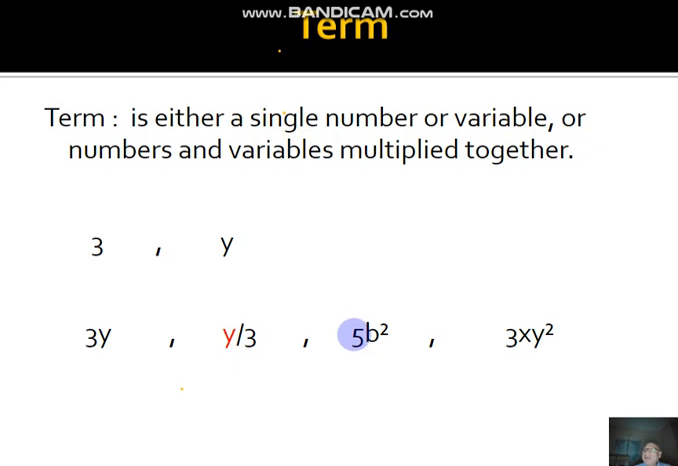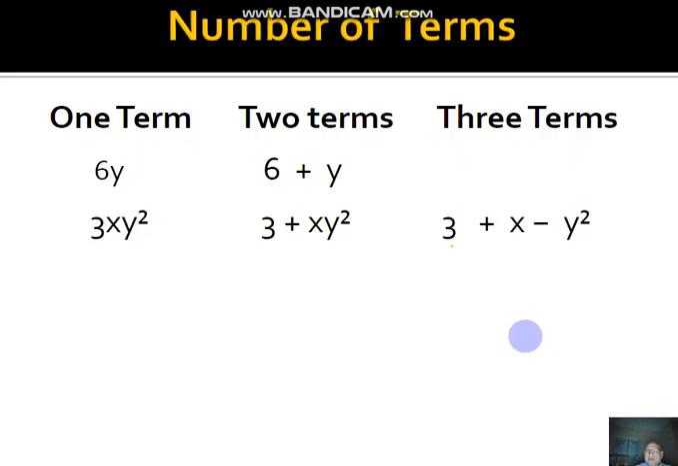5 by itself is a term, and b squared by itself is a term. But if I multiply 5 times b squared, it is still one term. And the last one, 3 multiplied by x multiplied by y squared, or 3xy squared, is one term. One term like 6y. If I separate 6 and y by plus or minus, it becomes 2 terms. 6 plus y is 2 terms.